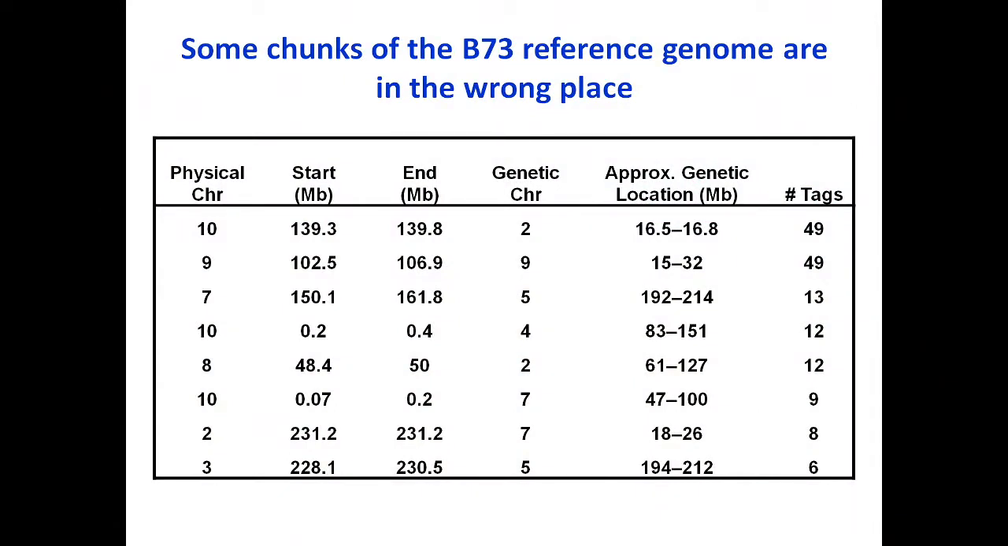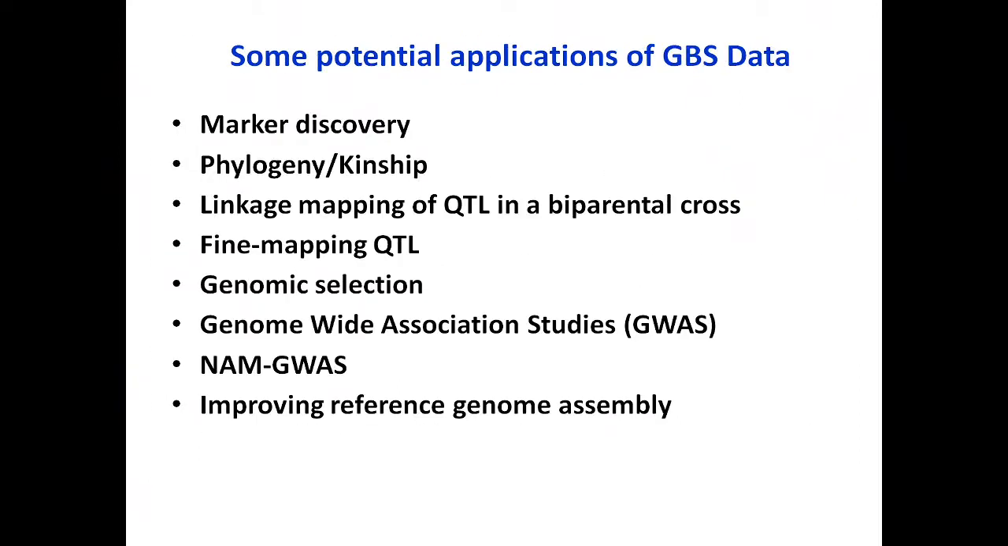These different mistakes, the GBS data showing where things should be fixed, have been incorporated into version 3 of the Maize reference genome, which is out now. So I think that's all I wanted to cover today. Are there any more questions or comments on any of this?